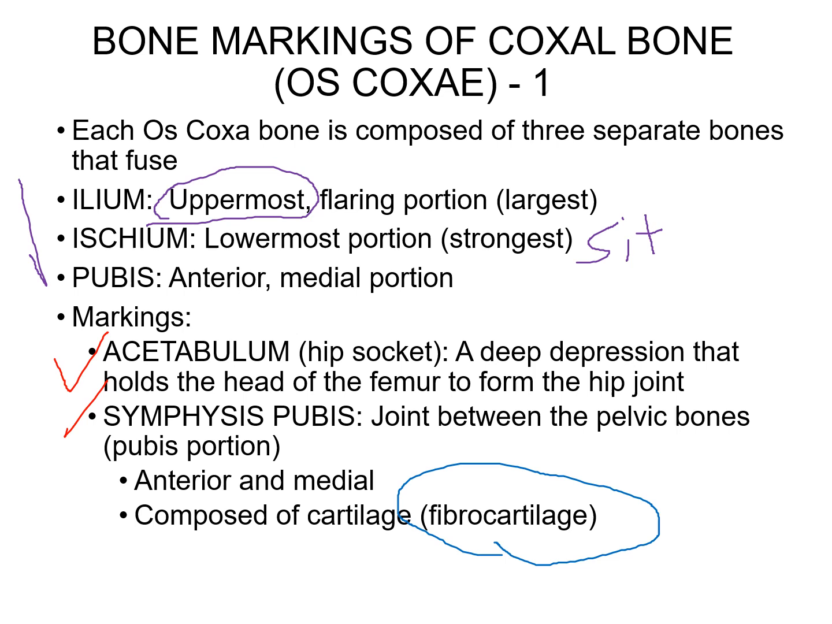Remember, we have fibrocartilage inside of the meniscus of your knee. We also have it in the intervertebral discs between your spine. And then here we have it in the pubic symphysis, holding your 2 pubis bones together. So now let's go on to the next slide. I'll show you a picture of these 3 bones.